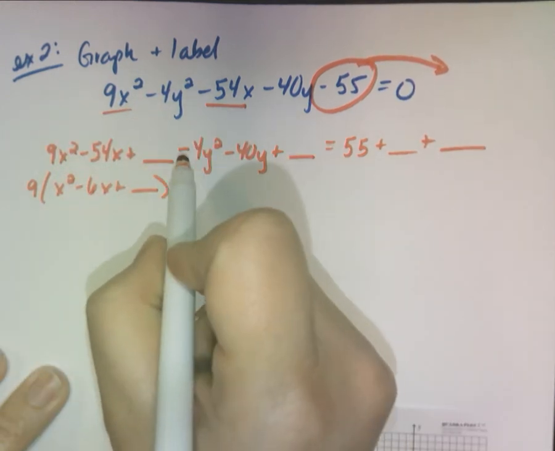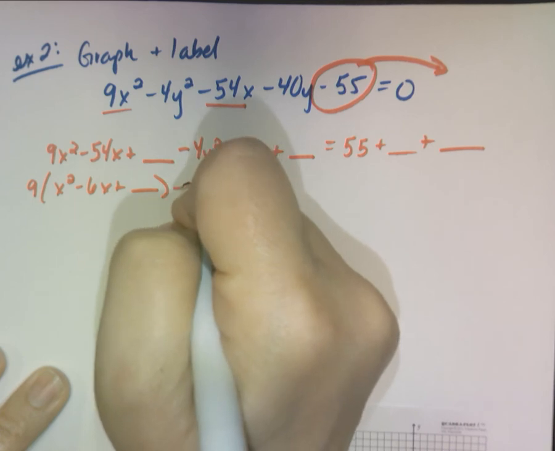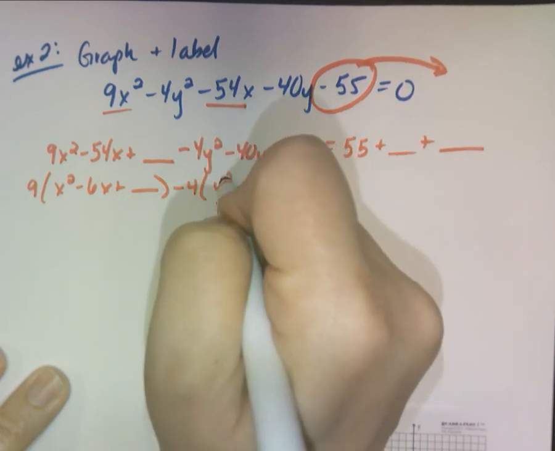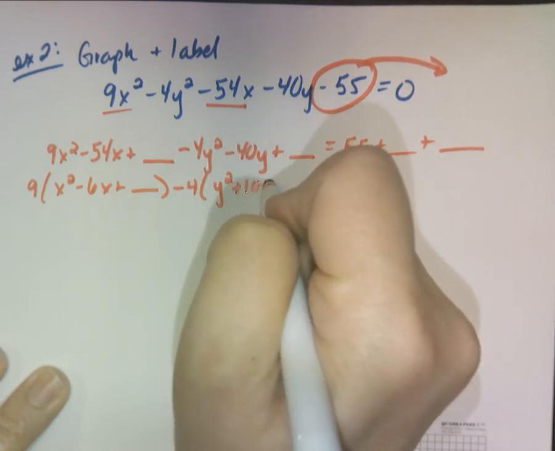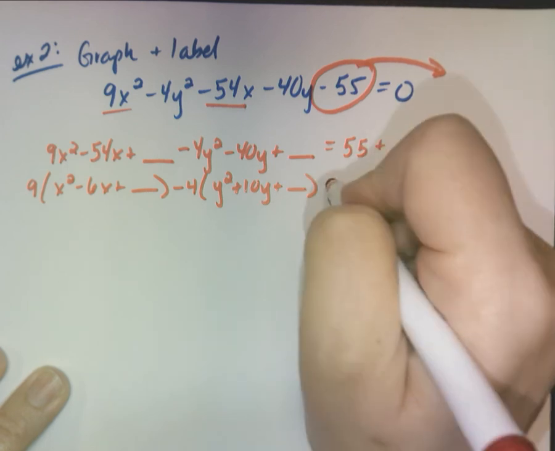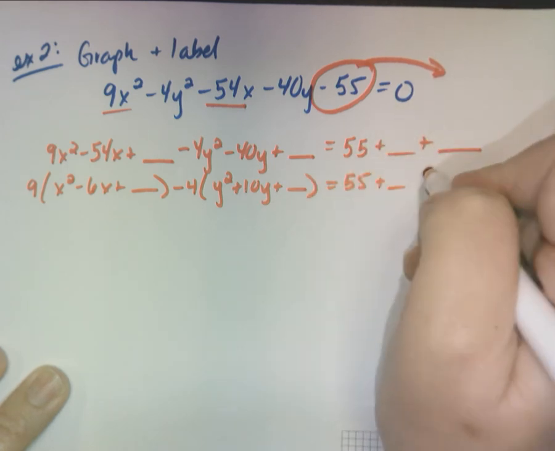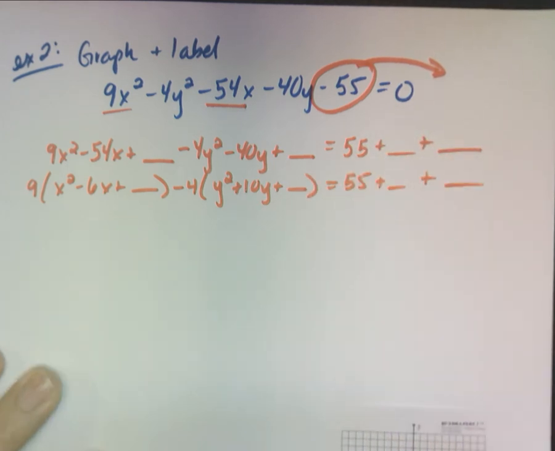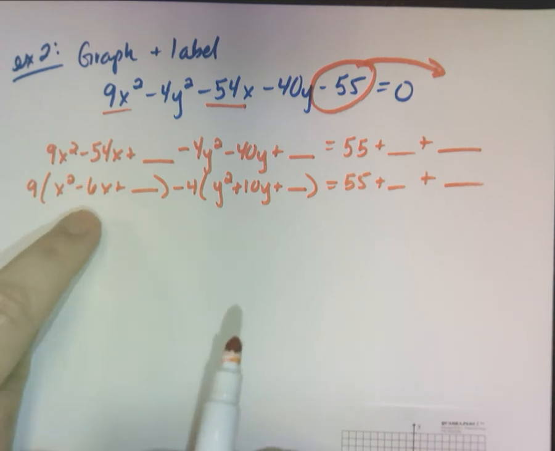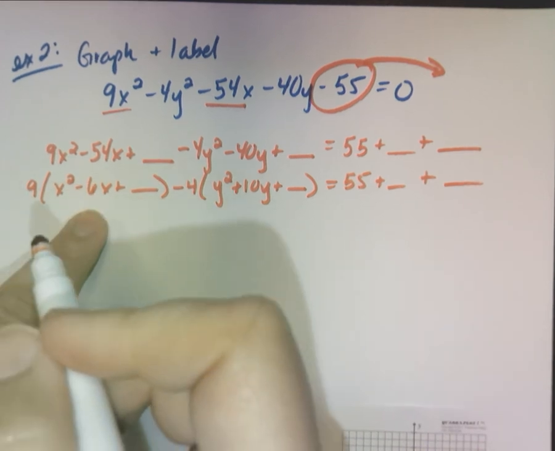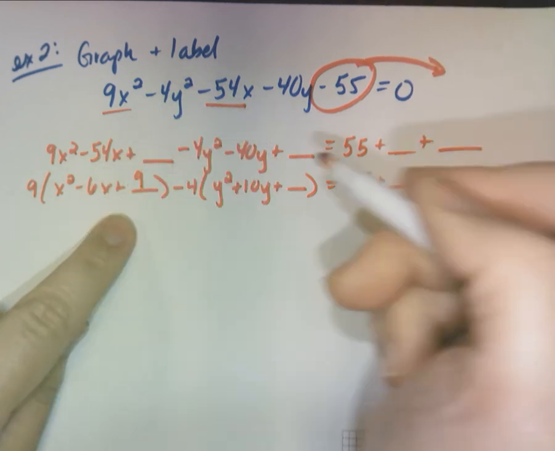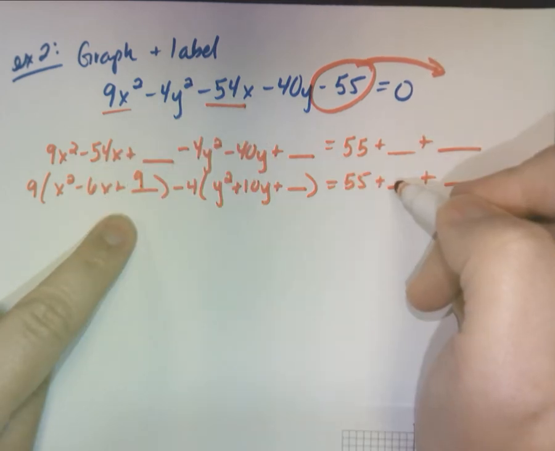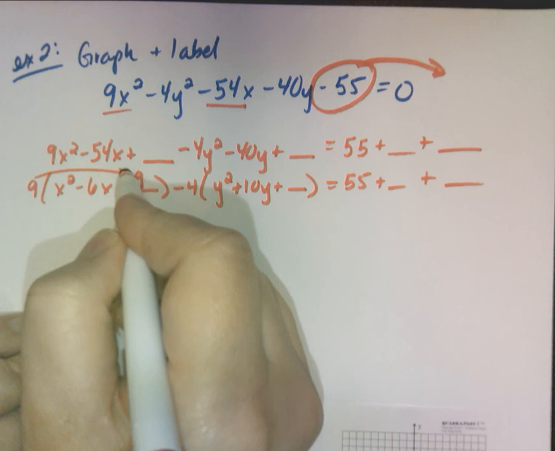Since this is leading with a negative, you're going to factor out a negative 4. That would be y squared plus 10y plus blank equals 55 plus blank plus blank. Now we're going to complete the square part. Half it and then square it. Half of negative 6 is 3. 3 squared is 9. Do I put 9 over here? No. I put 81.